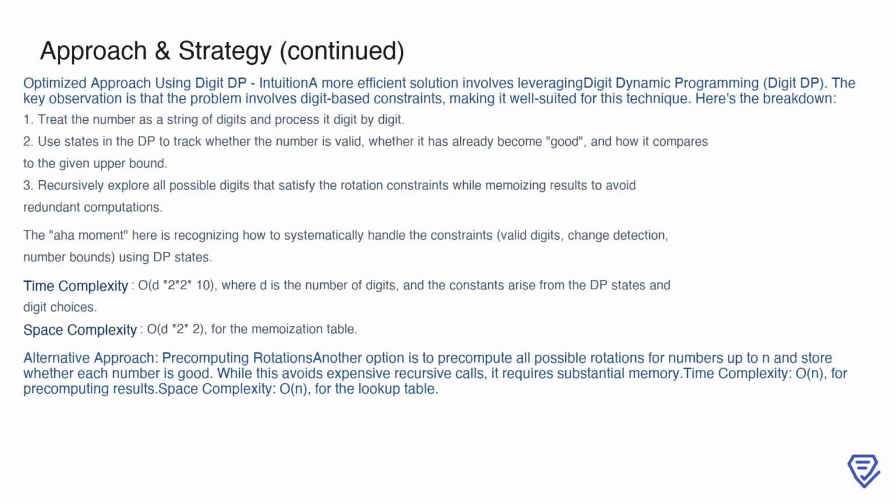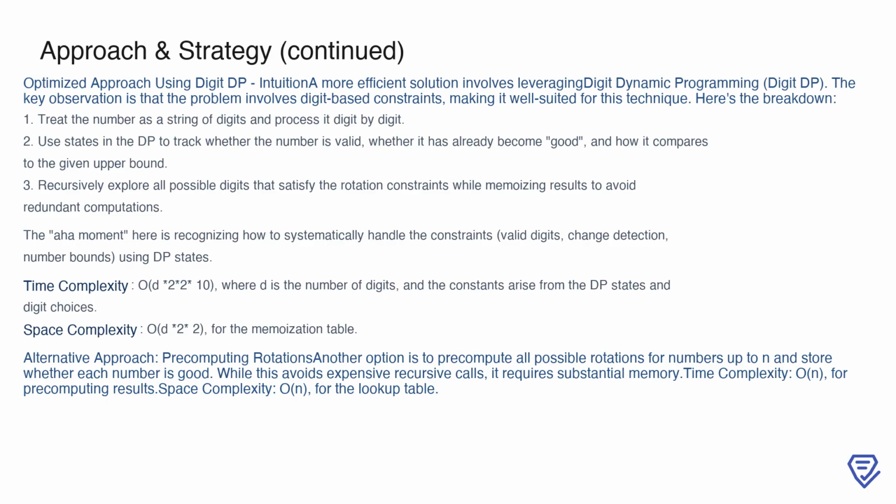By systematically exploring all possible digit combinations that satisfy these constraints, and caching results with memoization, we avoid redundant calculations. This approach is not only efficient but also elegant, as it systematically addresses all key conditions of the problem. The complexity is driven by the number of digits and the possible states, making it significantly faster than brute force for large inputs.